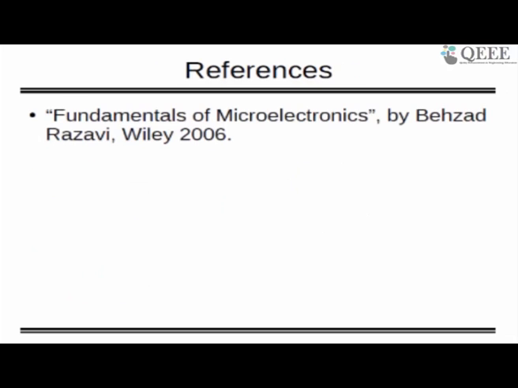So now let's start with the references. What reference am I using? This is a very good book. It's called Fundamentals of Microelectronics by Behzad Razavi. It's a red color book, and it's covering BJT. Most of the chapters are covering BJT and diodes, and it starts from zero. If you really want to understand analog electronics very well, I suggest you follow this book. It's a very good book.